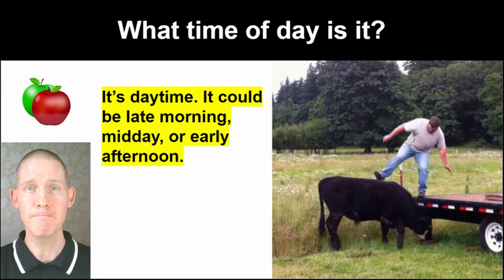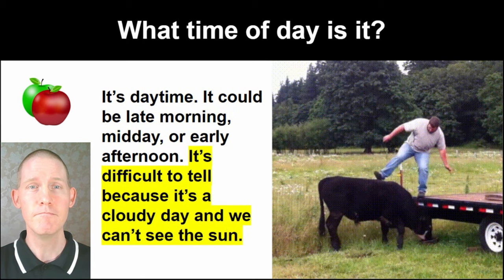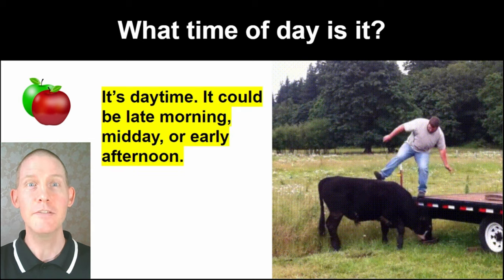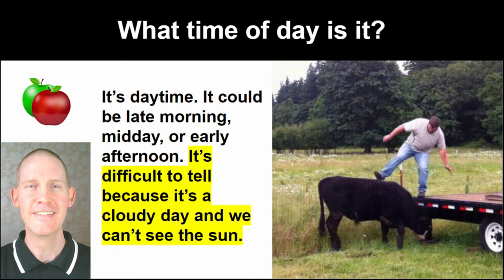It's daytime. It could be late morning, midday, or early afternoon. It's difficult to tell because it's a cloudy day and we can't see the sun. Pronunciation. Repeat out loud. It's daytime. It could be late morning, midday, or early afternoon. It's difficult to tell because it's a cloudy day and we can't see the sun.